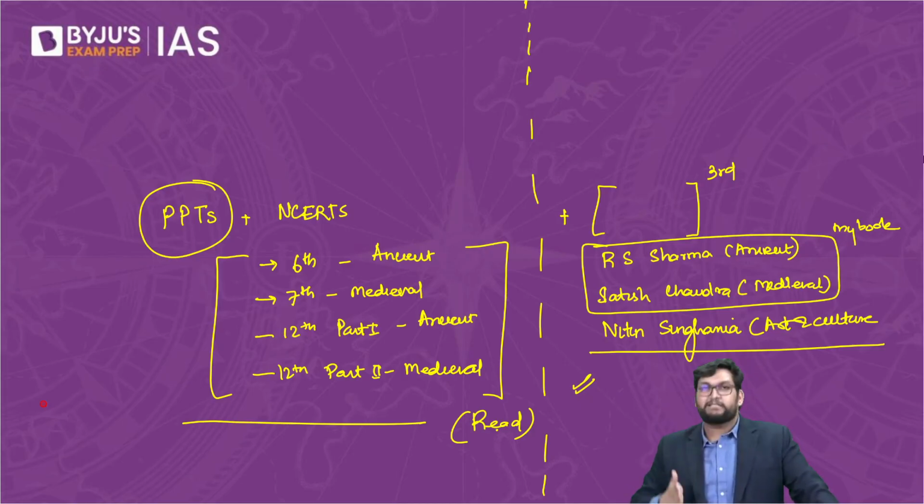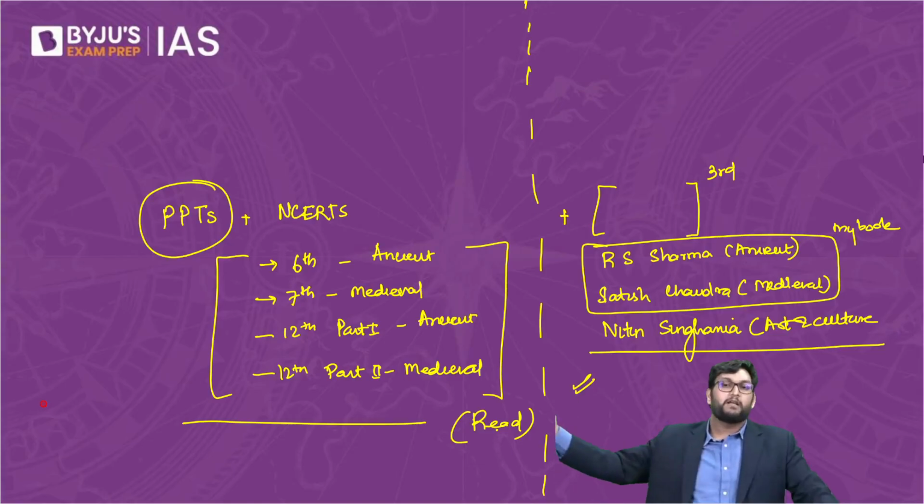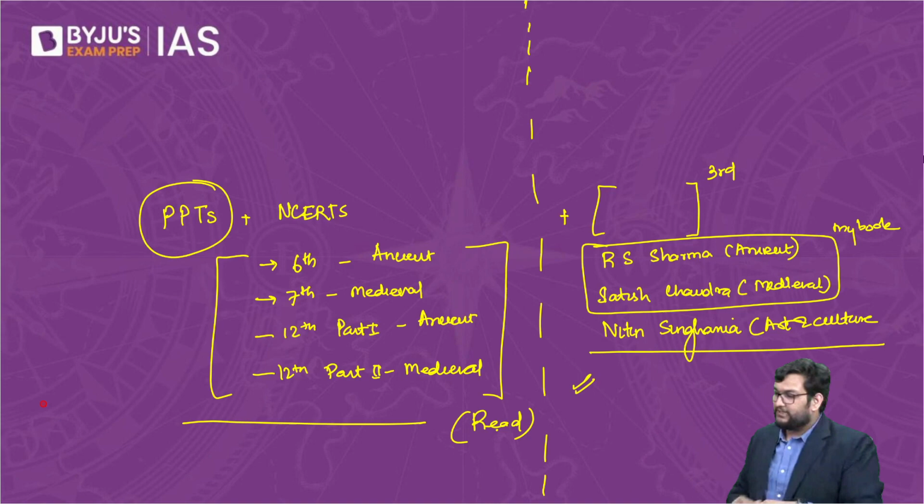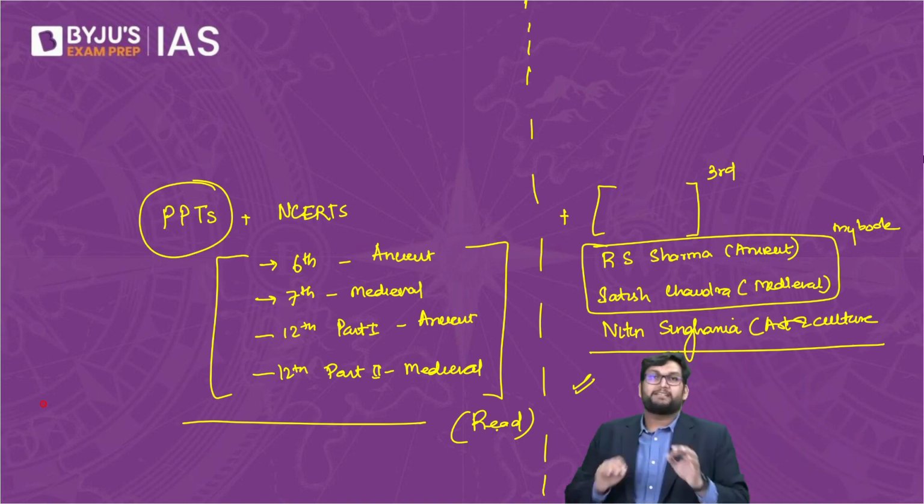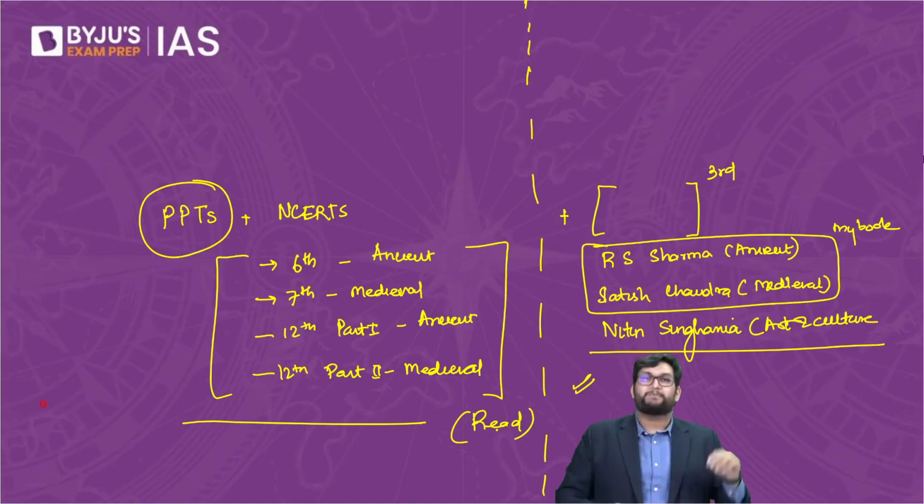A diligent, disciplined candidate will at least do the bare minimum, which is PPT plus NCERT. A student who has multiple years, for example 2024, 25, 26, will try to do the third book also. It is about where you are and at what point you are. That is the basic point. But I'm not even asking you to do that right now. I'm just asking you to be here in class, all eyes and ears open.